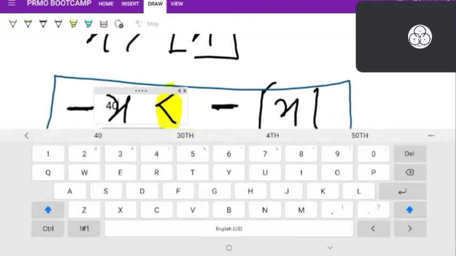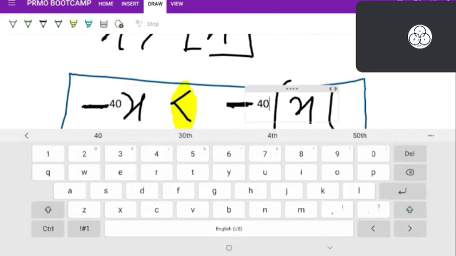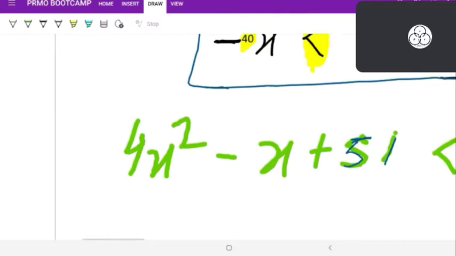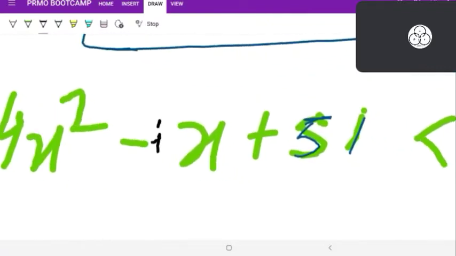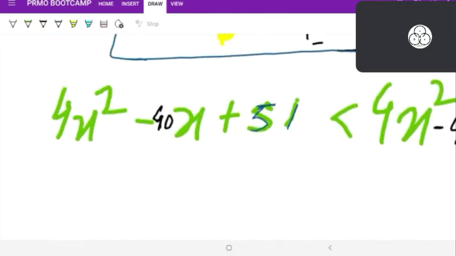This will be 40. And here also this will be 40. This will be 40. Now we need to factorize this side.